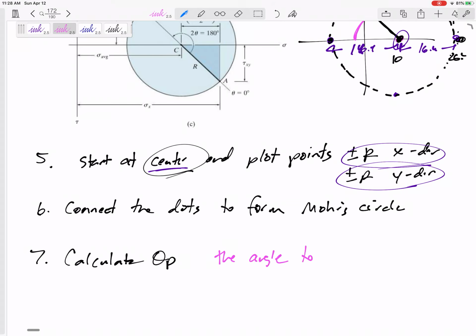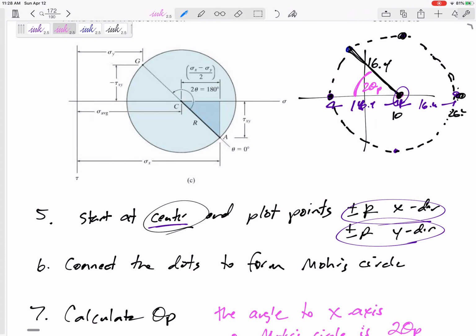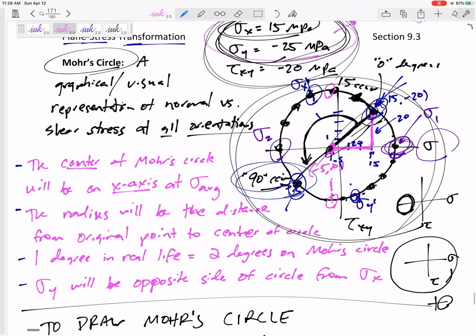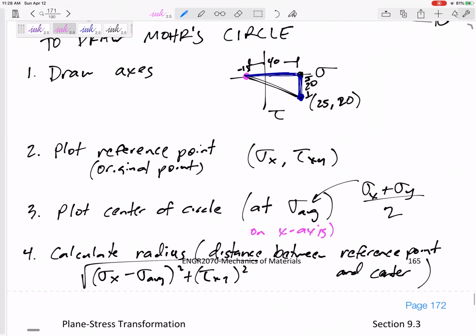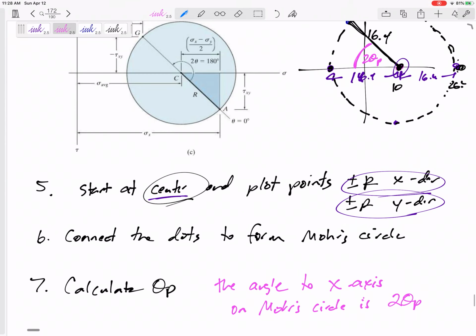the angle to the x-axis, this is going to be the positive or the negative x-axis, but the angle to the x-axis on Mohr Circle is not theta p, it's 2 theta p. This angle right here would be 2 theta p. The angle to the x, positive or negative, x-axis, is 2 theta p.